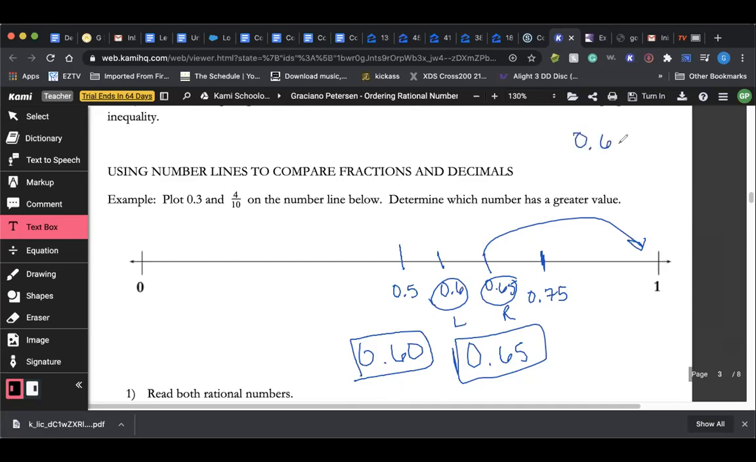So if I have 0.6 and I have 0.6001, that's still more than 0.6. Even if it's 0.001, even if it's so far away, right? But that 1 still has more value than a bunch of zeros following that 6, all right?